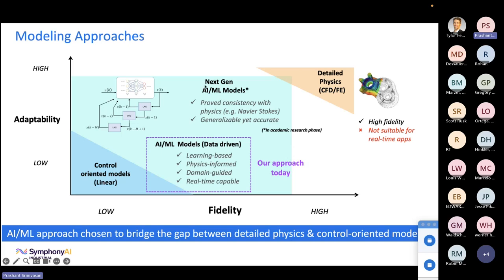There is another area of research which is focused on physics-informed neural networks, which is having a neural network model that is consistent with the Navier-Stokes or the physical equations.